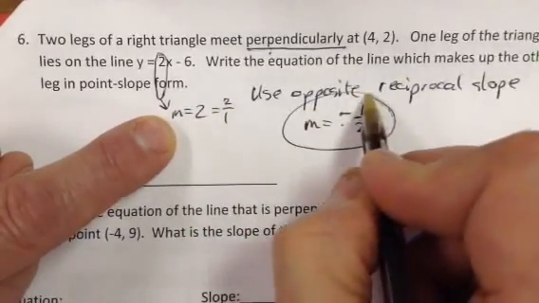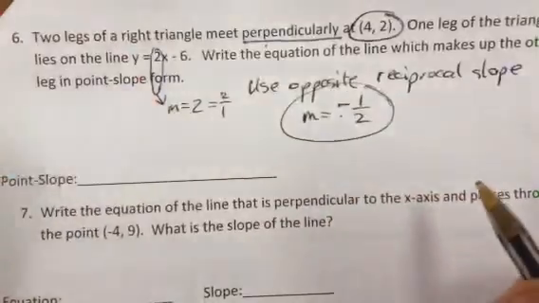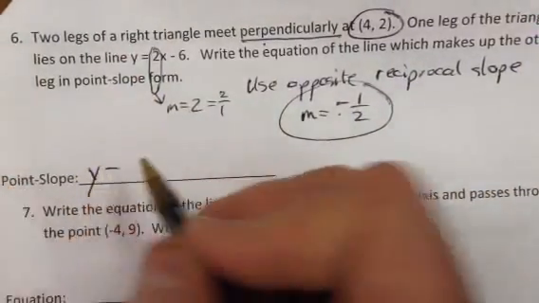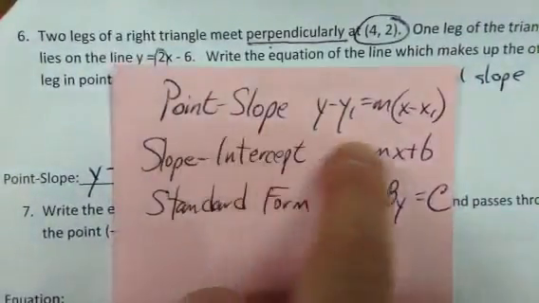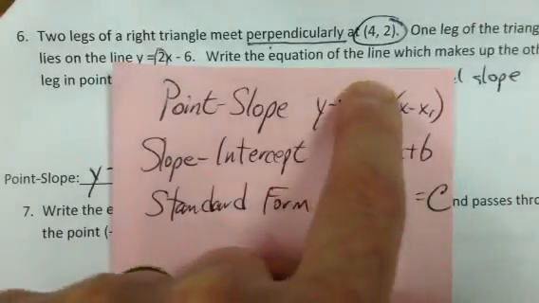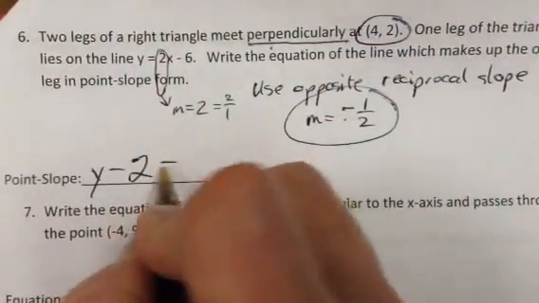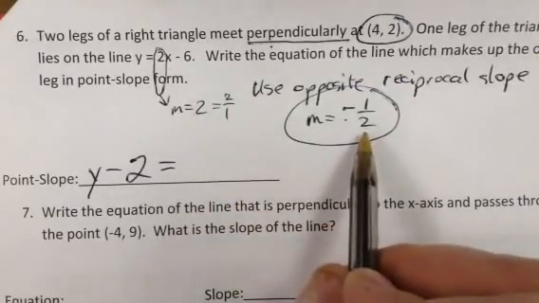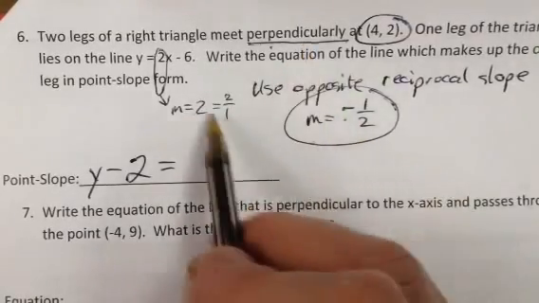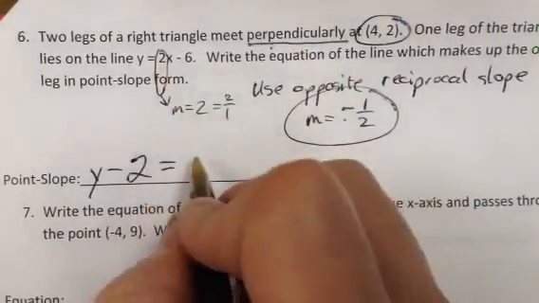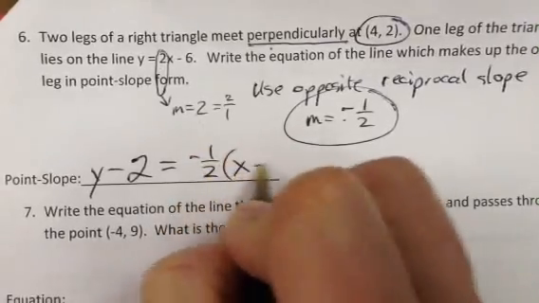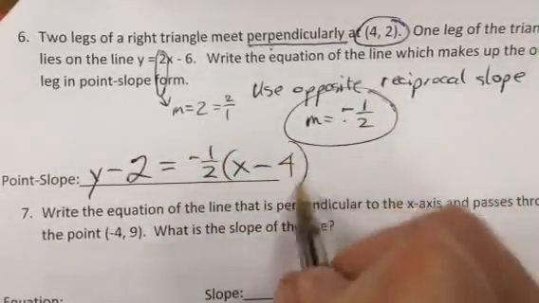So this is what I'm going to use, and I'm going to use that point slope. Remember point slope form? Look at the poster. y minus, what's my y value? 2 is equal to my slope, which I had to modify because I'm going perpendicular to this guy over here, negative 1/2 quantity x minus my x value, which is 4. I'm done.